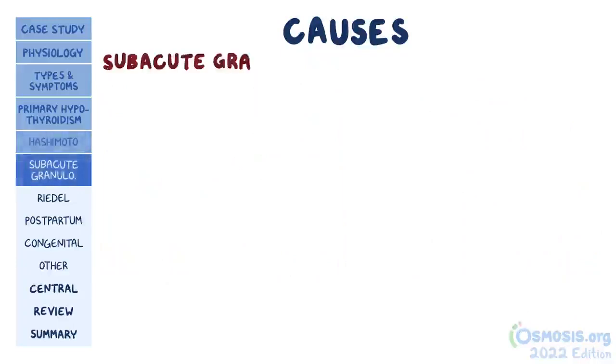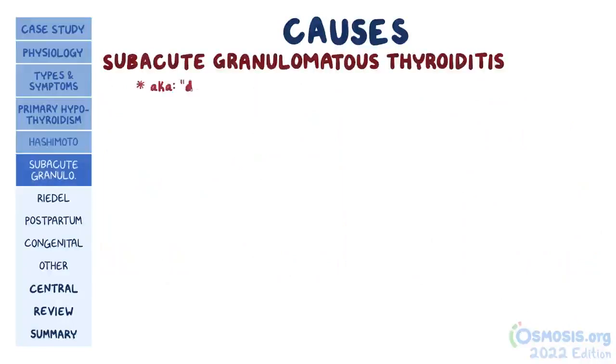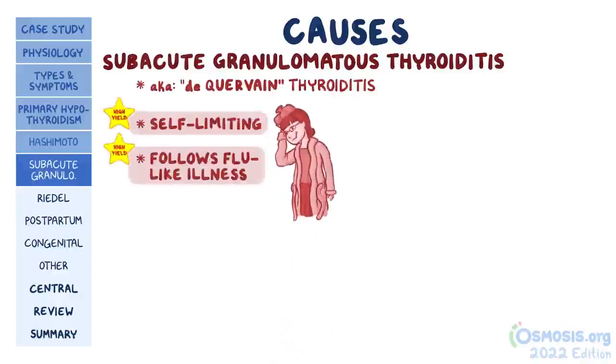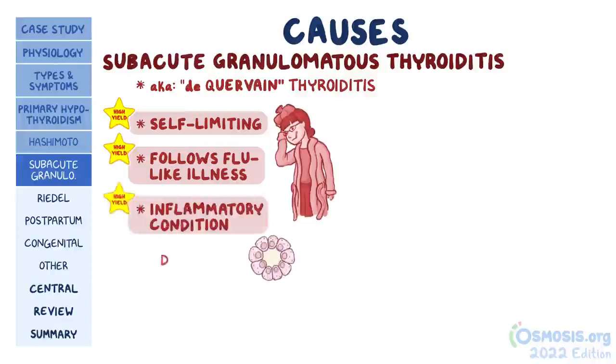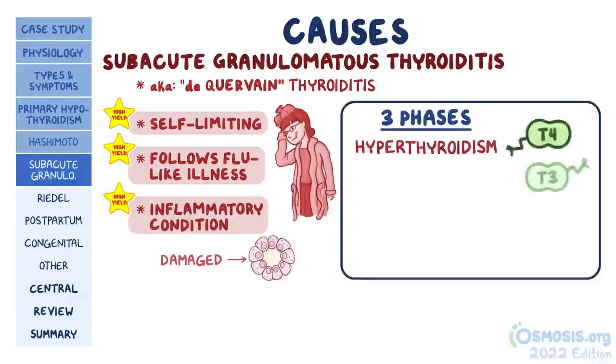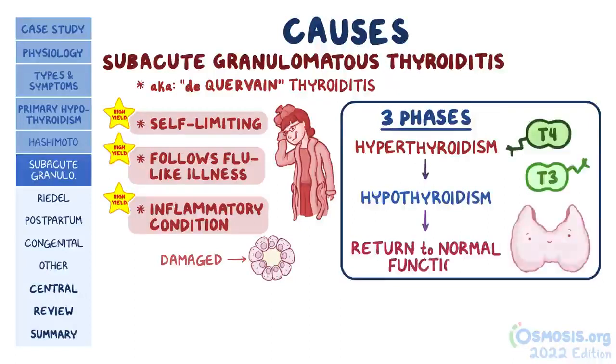Moving on to subacute granulomatous thyroiditis, also called de Quervain thyroiditis, which is a self-limited condition that often follows a flu-like illness, such as a viral infection. What you must know for your tests is that this is an inflammatory condition where the follicular cells are damaged by inflammation. Its evolution typically has 3 phases. First, there can be hyperthyroidism due to the extra thyroid hormones released by the damaged follicles, followed by hypothyroidism, and then there's the return to normal thyroid function.